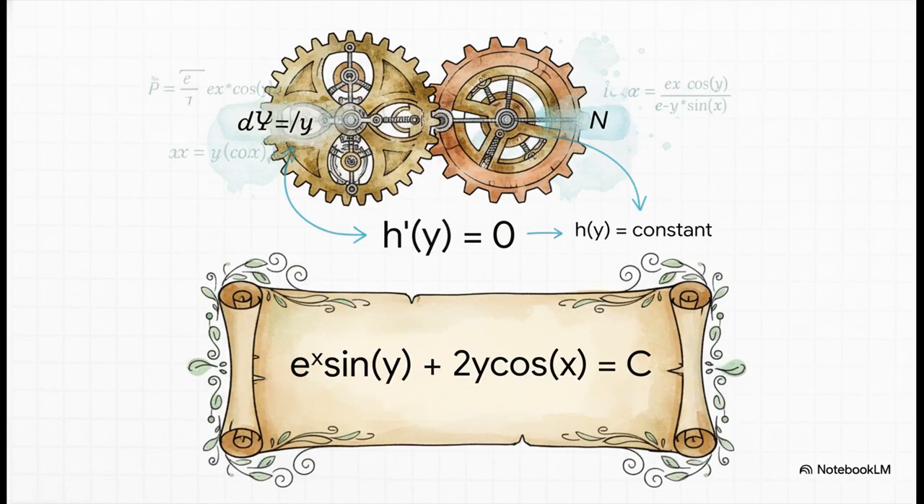So when we go to integrate our m term with respect to x, that's where our tricky integration comes in. That negative sine becomes a positive cosine. Then, when we take that result, differentiate it with respect to y, and set it equal to n, something really nice happens. Everything matches up perfectly, leaving us with h prime of y equals 0. And that just means h of y is a constant, which gets absorbed into our final constant c, giving us this really clean, elegant solution.